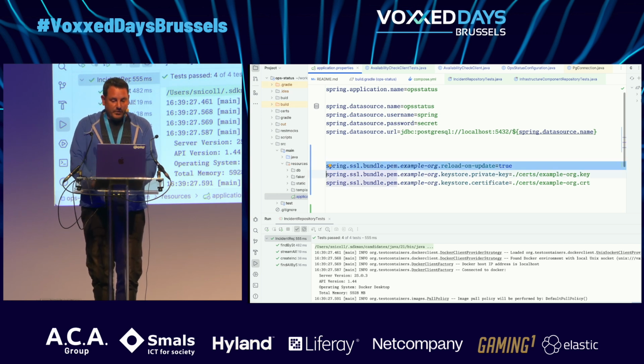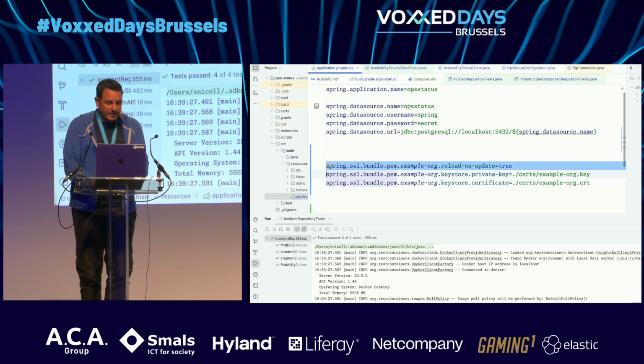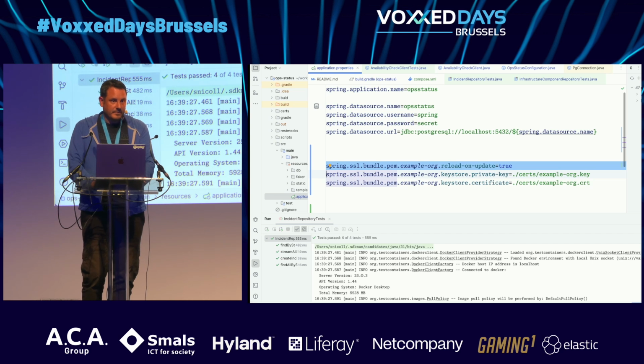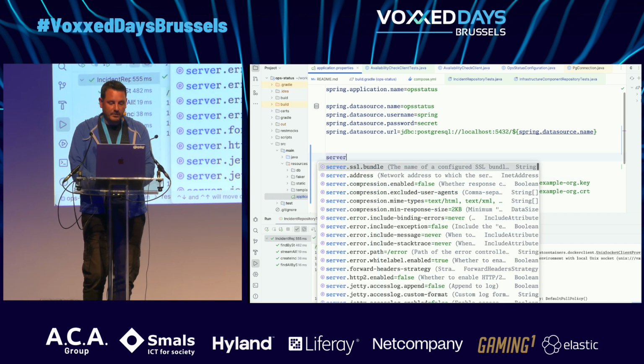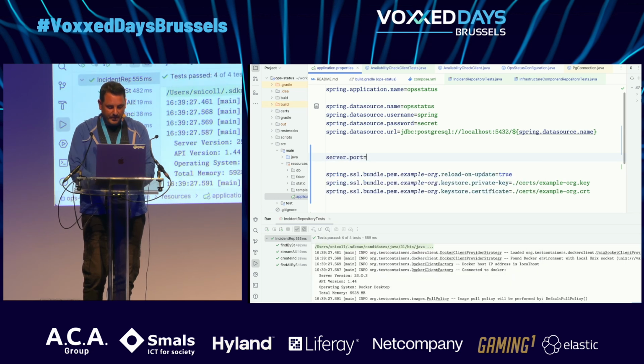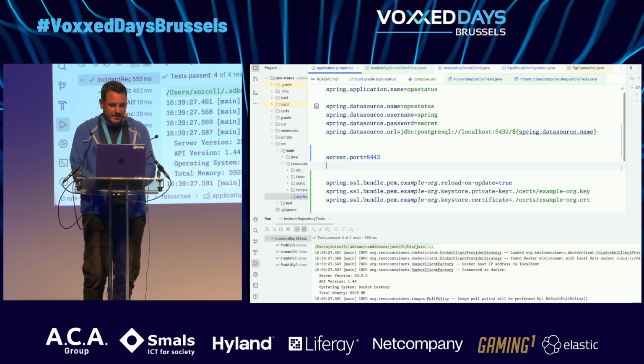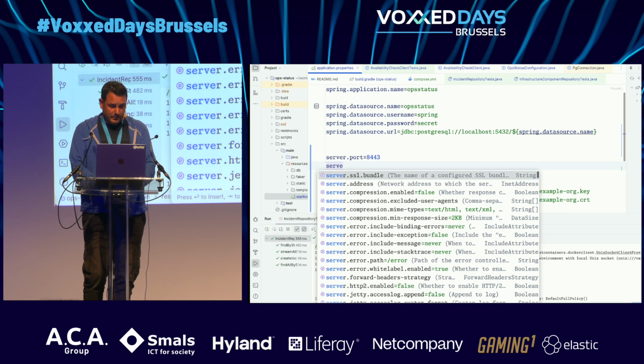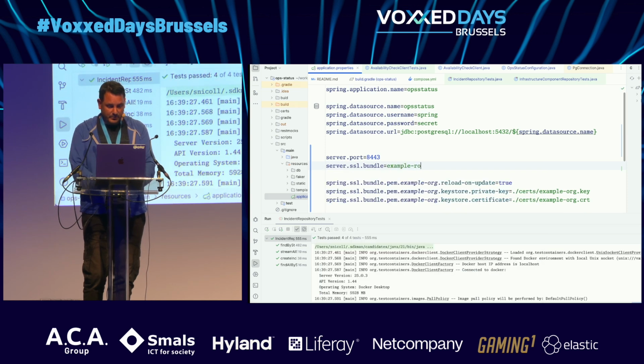Another feature that we've introduced recently is the reload on update. If you do certificates rotation and the certificate is on the file system, then we will automatically detect that and reload the certificates for you without interrupting connections and everything. So let's have a look at that in action. Let me go server SSL bundle example.org. That should do it.